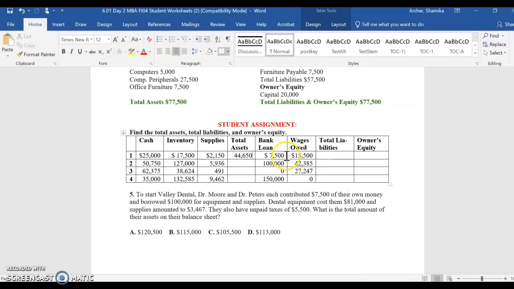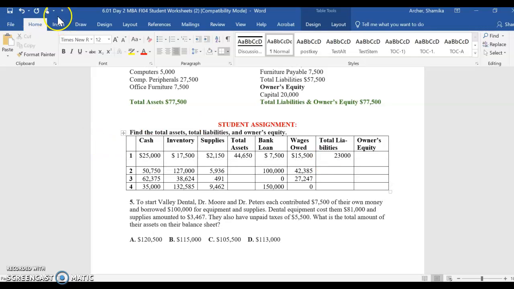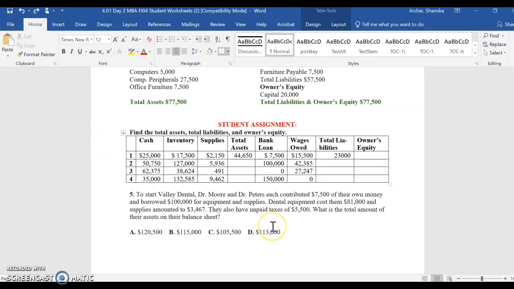Then you have bank loans, which total $7,500, and your wages are $15,500. These are liabilities, so $7,500 plus $15,500 equals $23,000 in total. We know assets is on one side of the equation, and we know liabilities is on this side of the equation. We need to figure out how much owner's equity is.